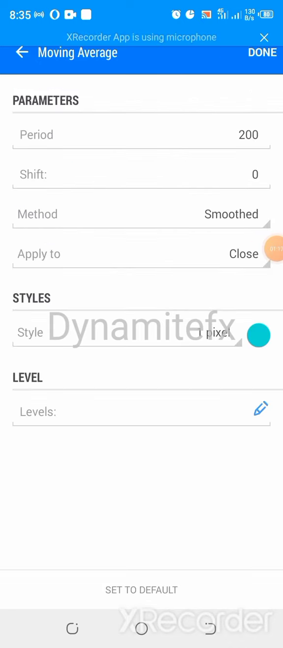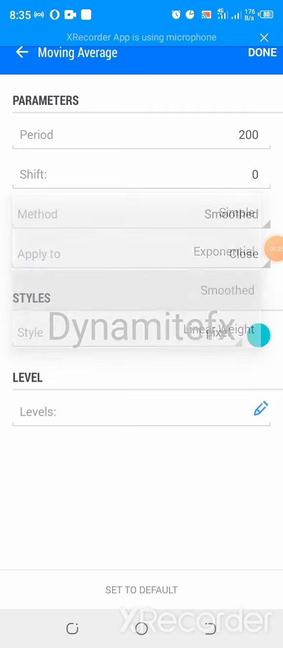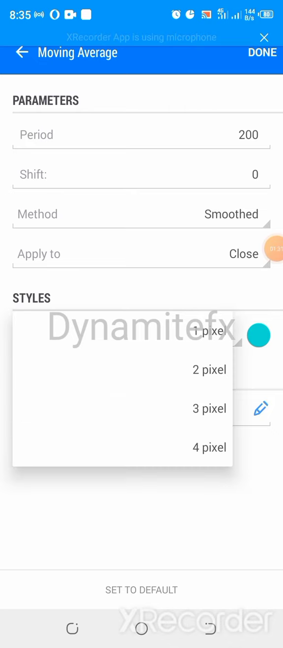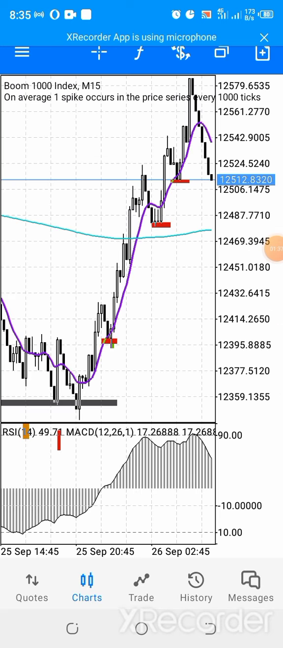And for the 200, I use a smoothed method. The method really doesn't matter, but I think it does a little. So just use what I'm using right here, the smoothed. And then use the color of your choice. The pixel can be 2, can be 4. This is my custom color. I just know the color when I see it on my chart. It's good to be consistent with what you're doing. Consistency pays a lot. It keeps you out of trouble. It helps you to keep a record of your success, your losses, and all of that.